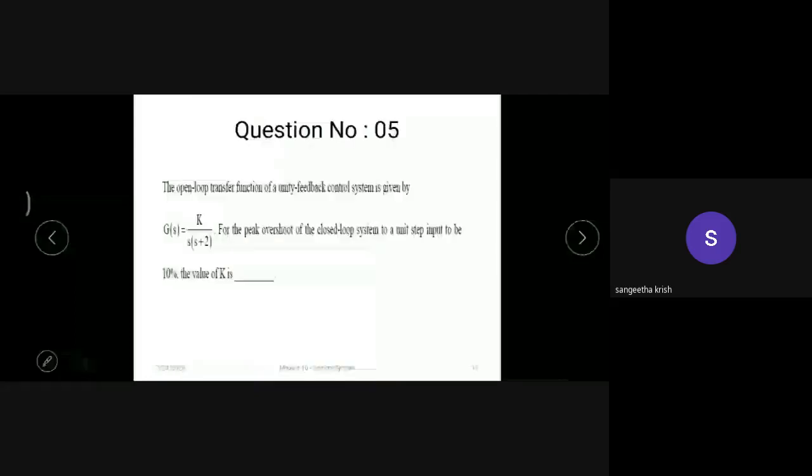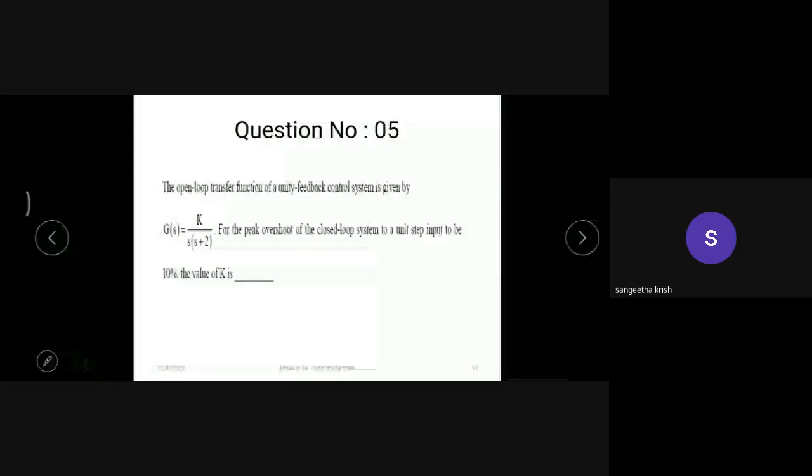Next, the open loop transfer function is given by G of s equal to K divided by s into s plus 2. For the peak overshoot of the closed loop system to a unit step input to be 10 percent, what is the value of K?